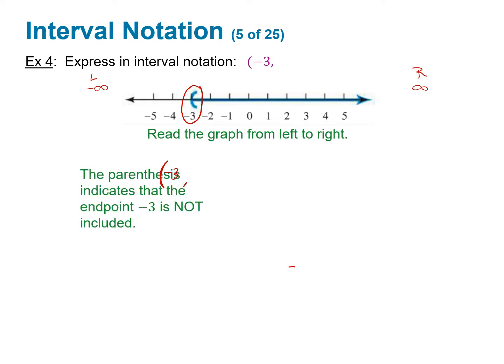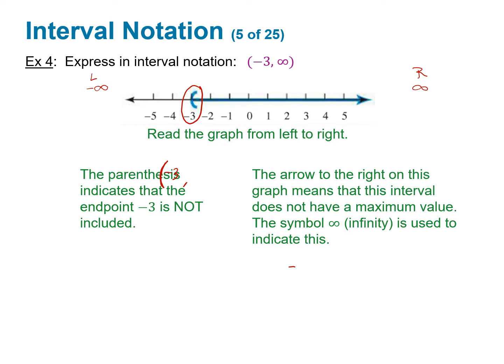And so we keep going. So it's not included. And then we'll see the arrow to the right means that the interval does not have an upper bound. So there is no maximum value. The symbol infinity is used to indicate this. So we have -3 to infinity.